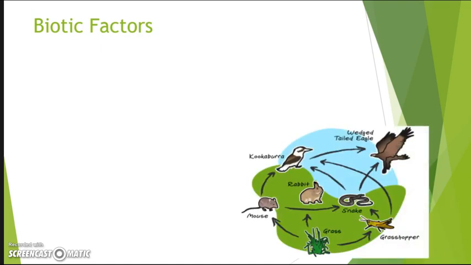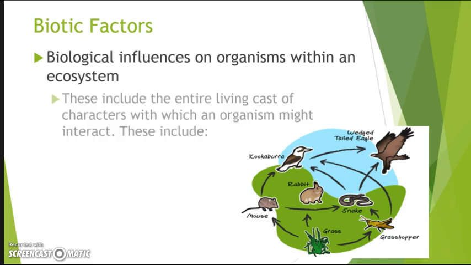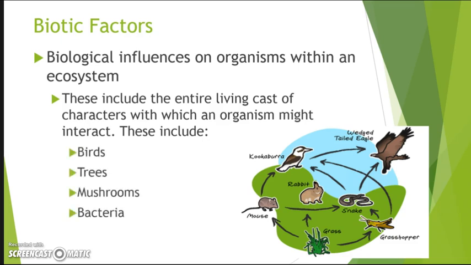Okay, so biotic factors are biological influences on organisms within an ecosystem. Biotic factors include the entire living cast of characters with which an organism might interact. So these include things like birds, trees, mushrooms, bacteria, all of the living organisms. So in the food web that I put on the screen, you can see this includes a kookaburra, a wedge-tailed eagle, a rabbit, a snake, grass, a grasshopper, and a mouse.